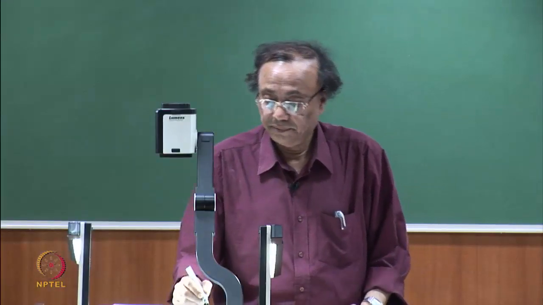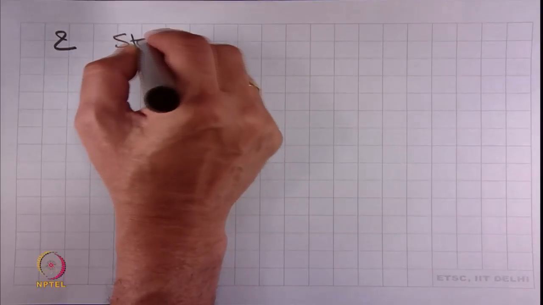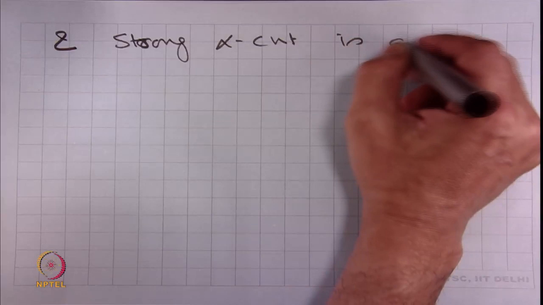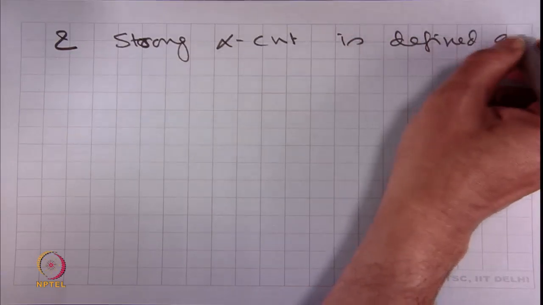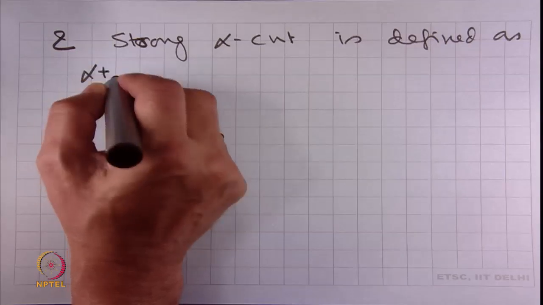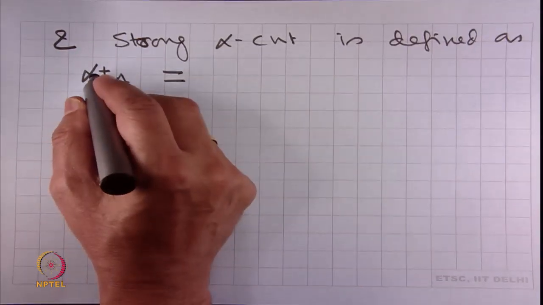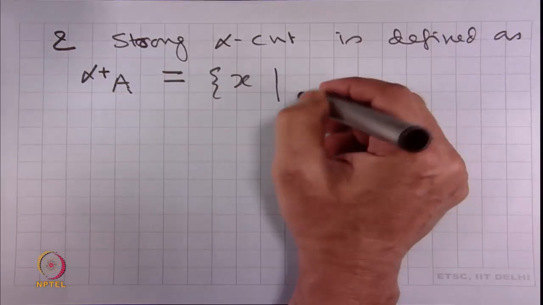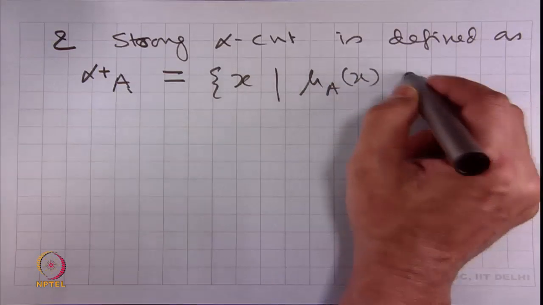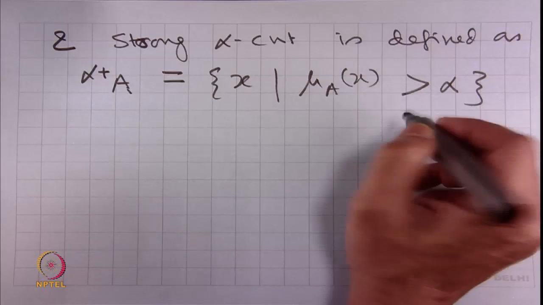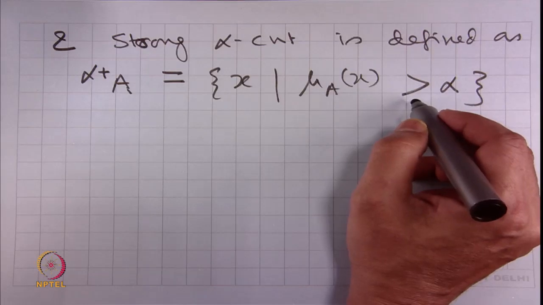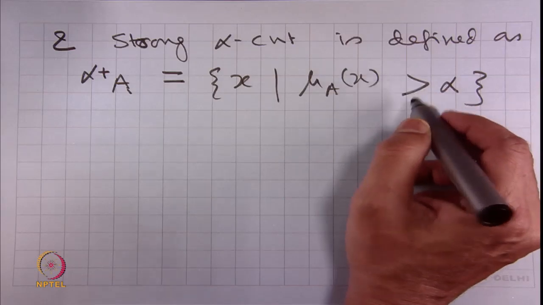And strong alpha cut is defined as, denoted as alpha plus of A, which is the set of all x such that mu A x is greater than alpha. So, the difference is that in this case the inequality is a strict inequality. In the definition of alpha cut, we have used greater than equal to.